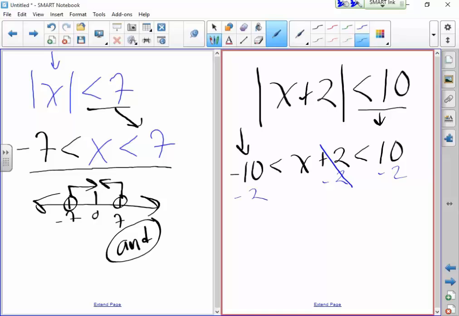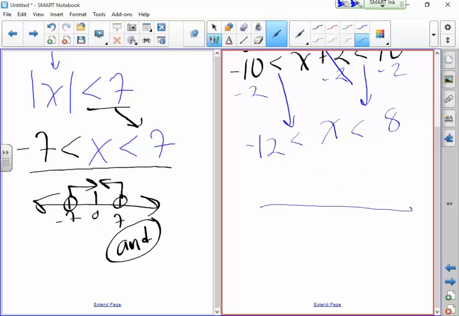All right. So we end up with 10 minus 2 is 8. We have x in the center. And we have -10 minus 2 is? -12. Awesome. And then these signs just drop down. Are you okay with that? Okay. All right.